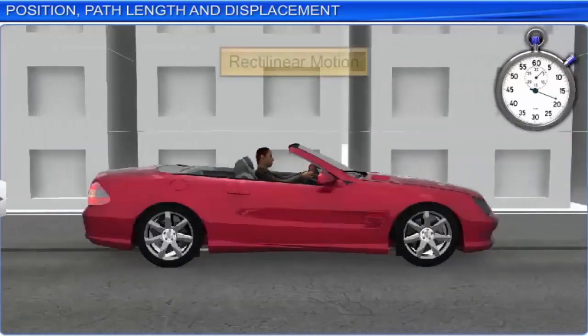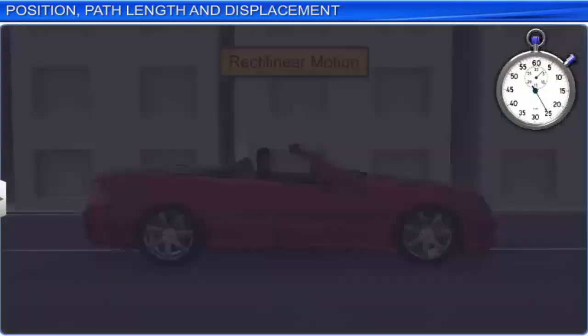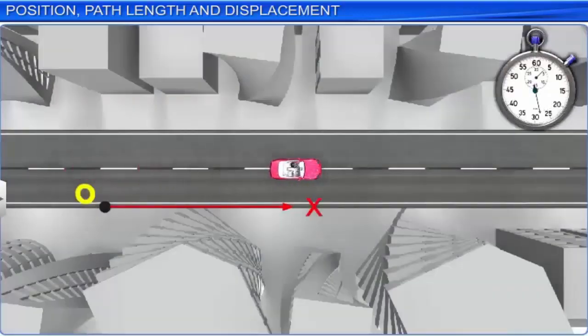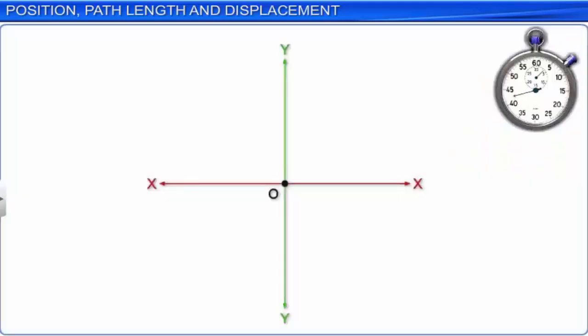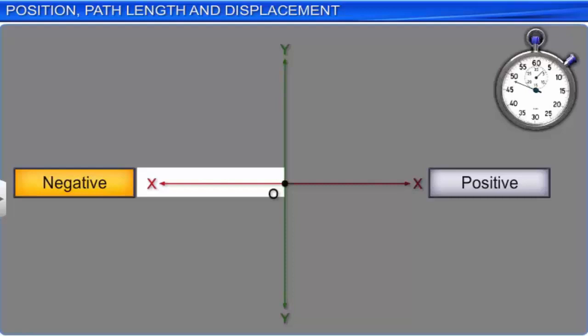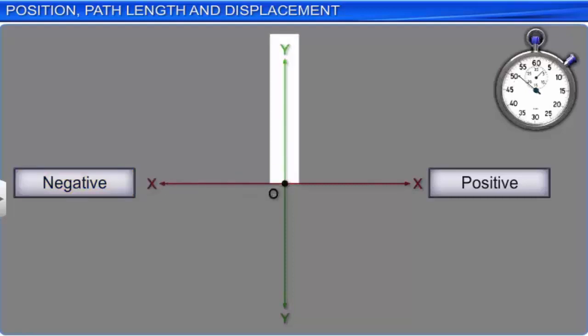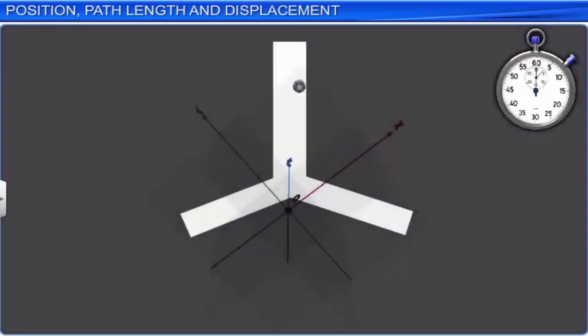Let us examine rectilinear motion more closely. To study the motion of a body along a straight line, we have to align the straight line along one of the axes, which is usually either the x-axis or the y-axis, and then choose a convenient origin, O. Positions to the right of O are taken as positive, and to the left of O as negative. Positions above O are taken as positive, and below O as negative. With time, the position of the body changes and describes a path.